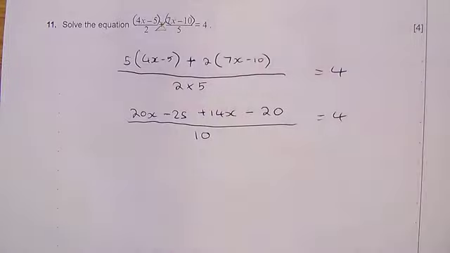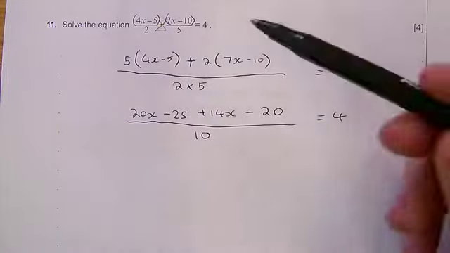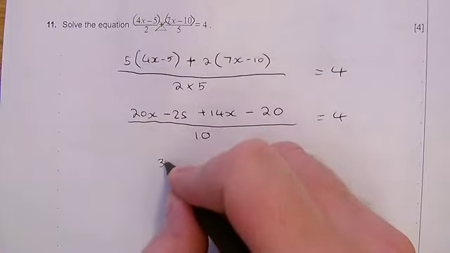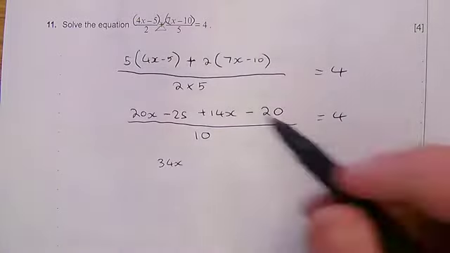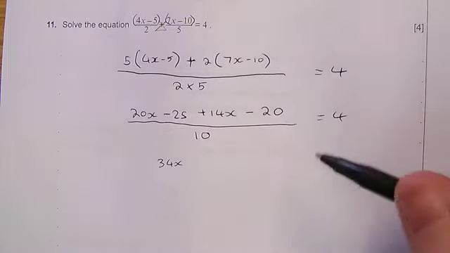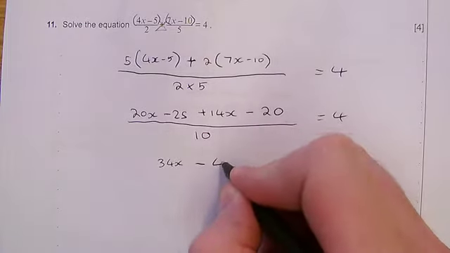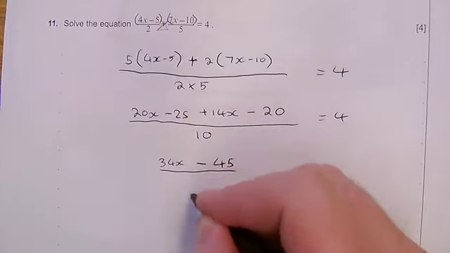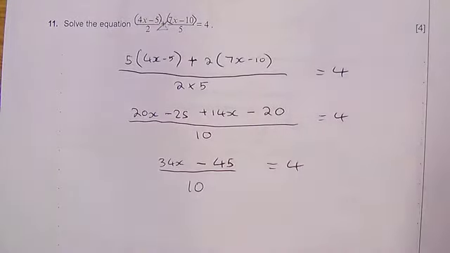Okay, so we've got 20x and 14x. We're going to collect the like terms together. So put the x's together first. 20x and 14x is 34x. Minus 25 and minus 20. Put two negatives together, they get more negative, don't they? So it'll be minus, or take away 45, over 10 equals 4.